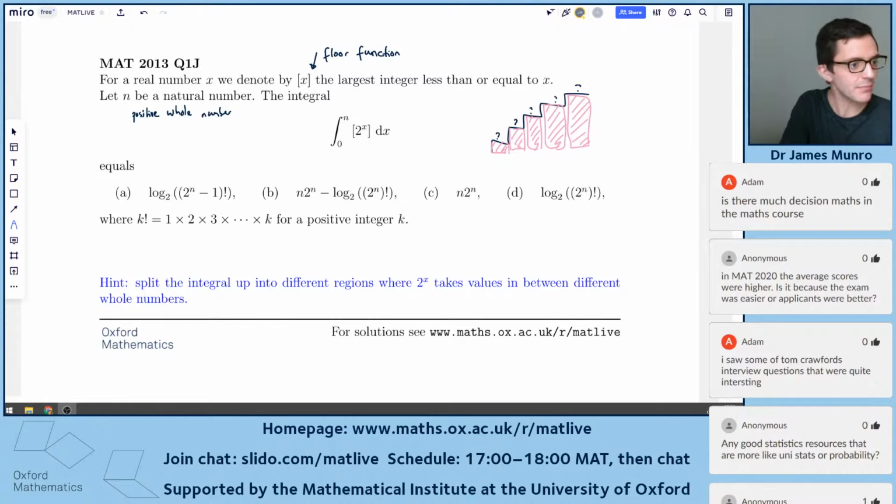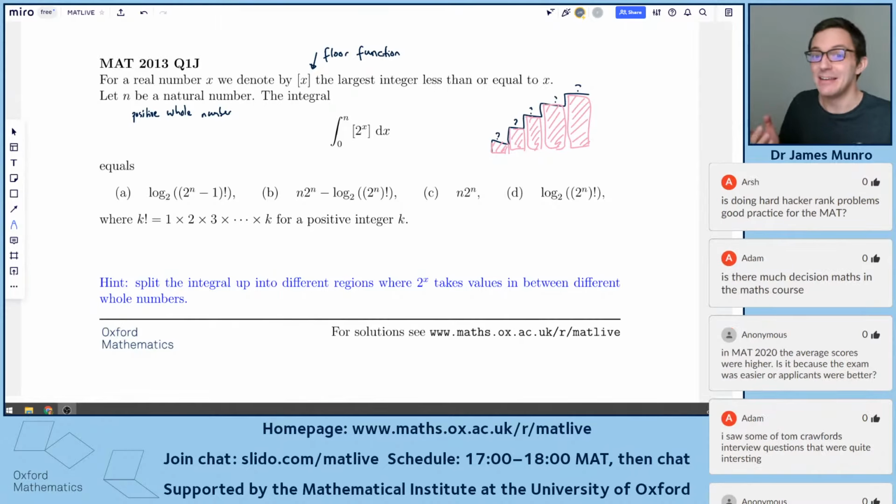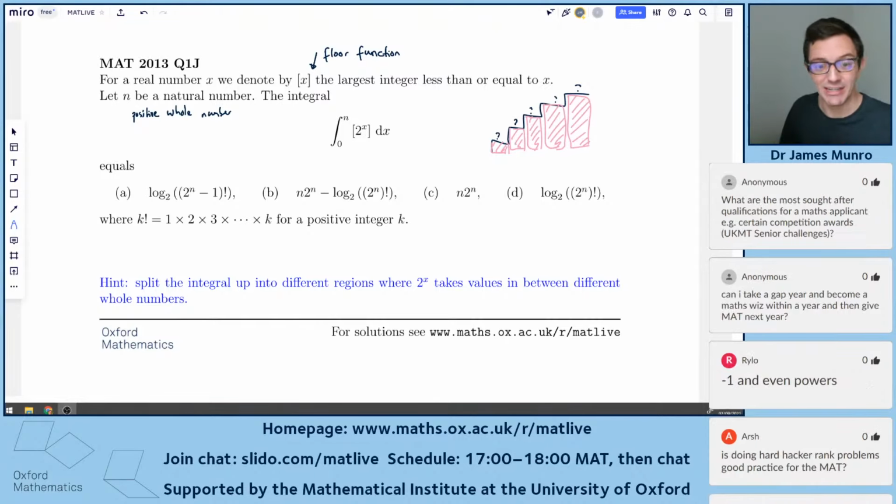Okay. Is there much decision maths in the maths course? There's a tiny bit of optimization. It's not really related to the decision maths that you do at A level. I mean, we teach graph theory, but without assuming that you've seen any graph theory before. So, Adam, if you're asking, is it like A-level decision maths? No, not really.